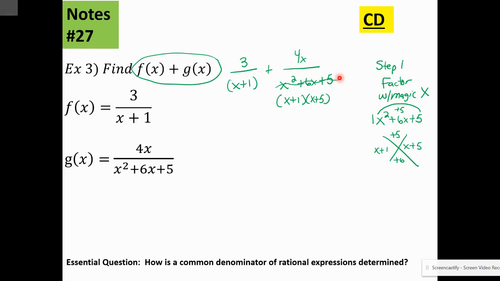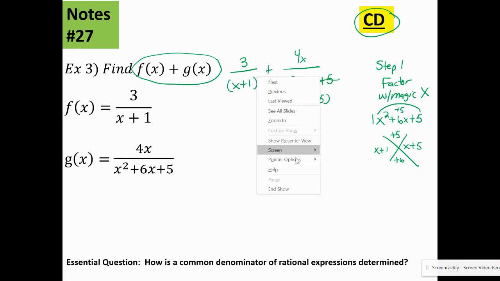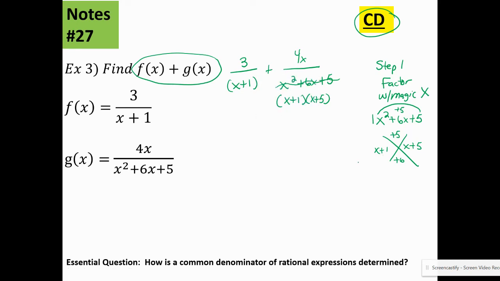Now I'm going to do my common denominator. So write CD off to the side. Okay, one of everything. So I need x plus 1. I need a pen that works. Okay. Come on, pen. There we go. X plus 1. So I have that one. I don't repeat it, and I need x plus 5. So there's my common denominator.